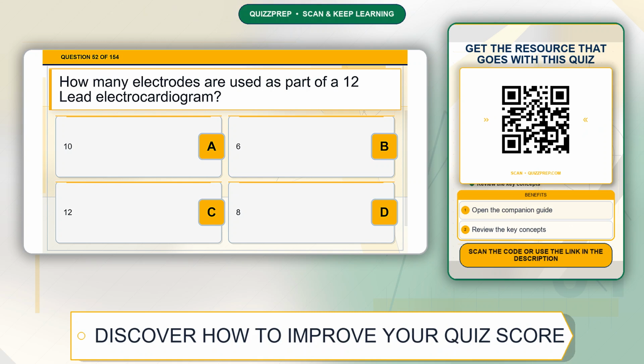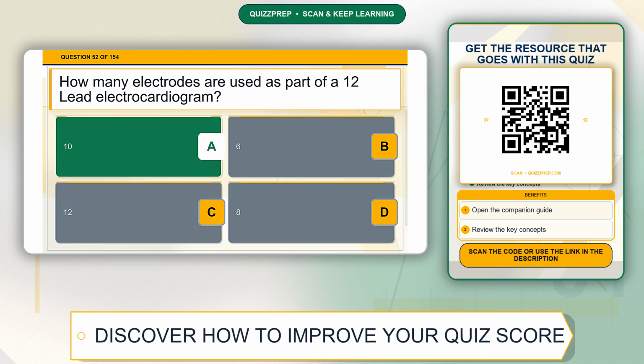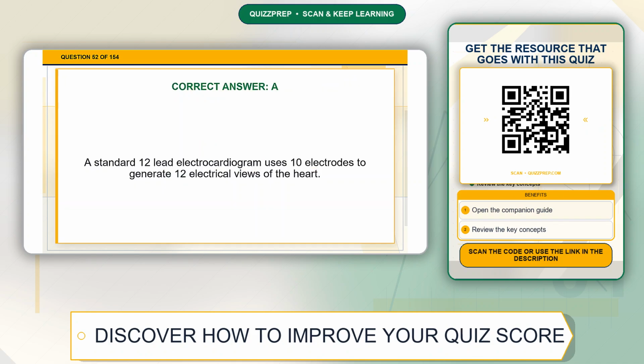Question 52. How many electrodes are used as part of a 12-lead electrocardiogram? Option A, 10. Option B, 6. Option C, 12. Option D, 8. The correct answer is option A, 10. Explanation. A standard 12-lead electrocardiogram uses 10 electrodes to generate 12 electrical views of the heart.